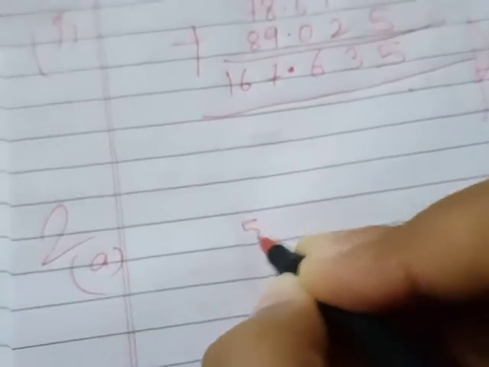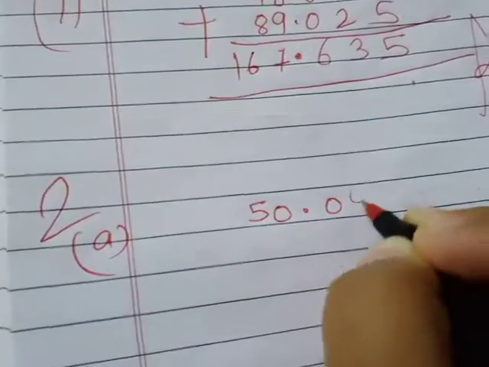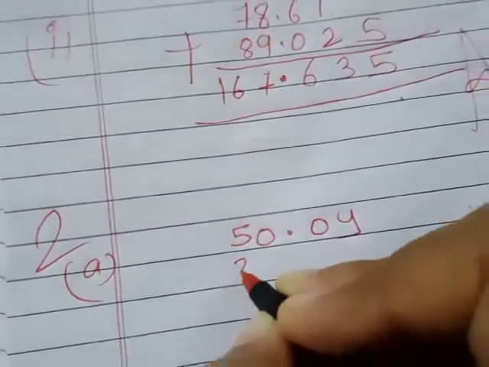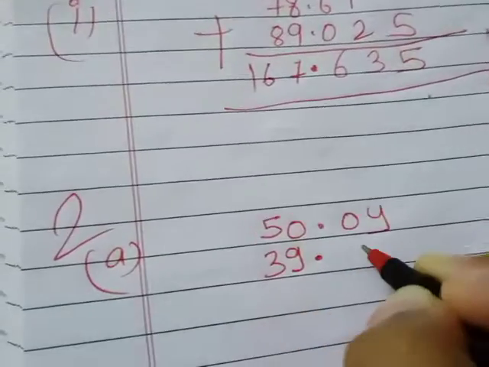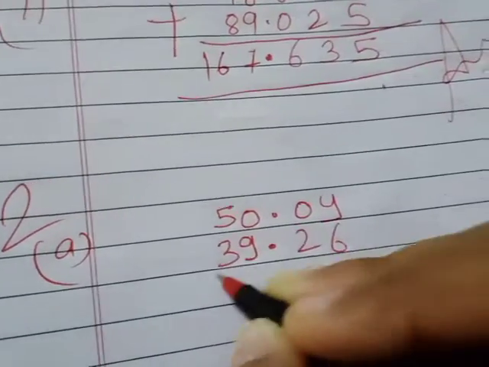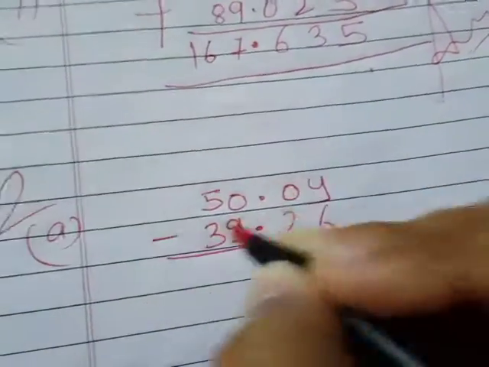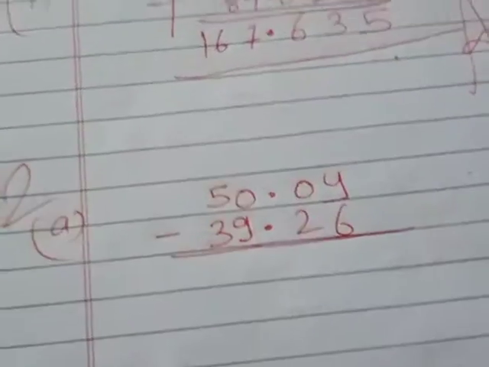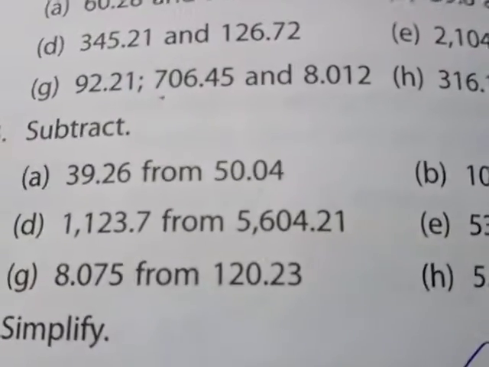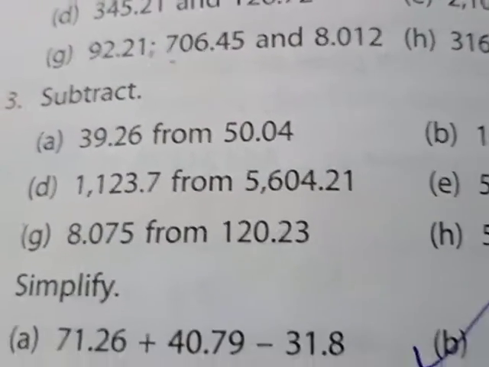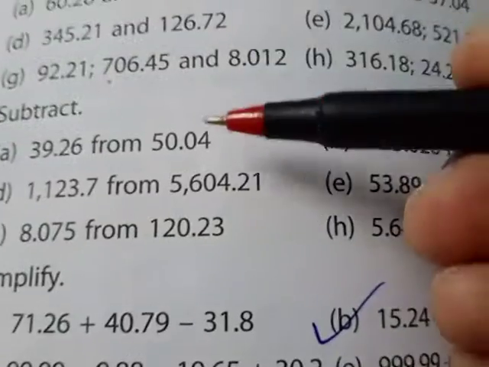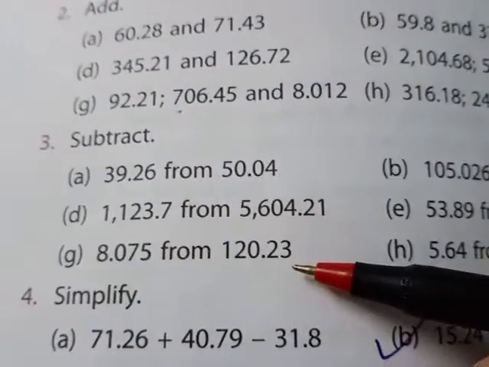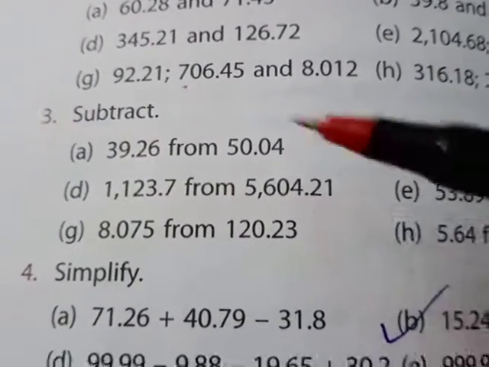Therefore, we'll write first of all 50.04 and then downside 39.26 like this. Got it, clear now? Whenever we have to subtract decimals or any number, when "from" is written in the given question, "from" means that the given number which is on the other side of the "from", those numbers we will write first, and then downside we will write the first given decimals.